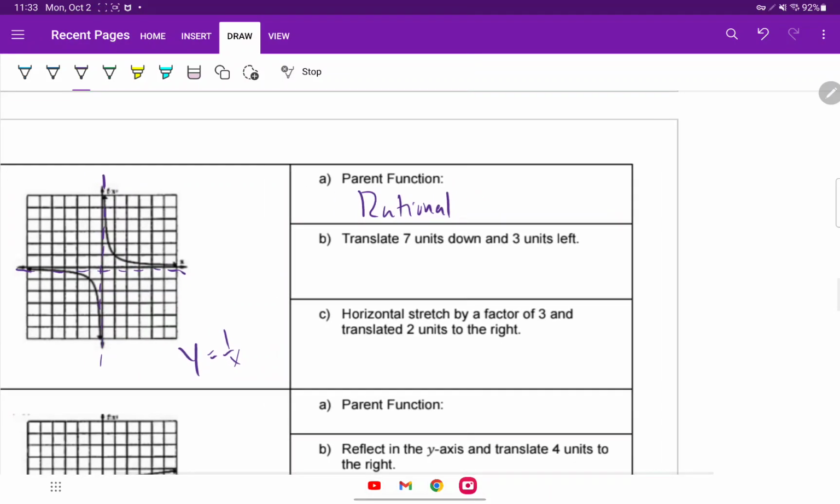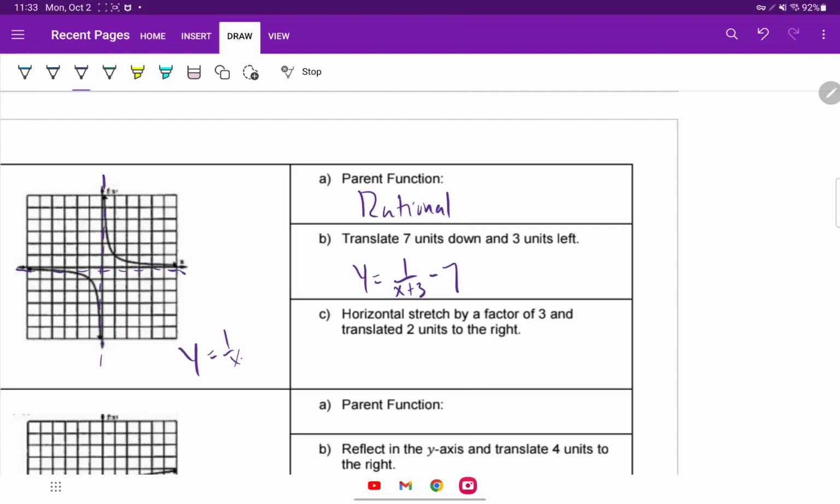So 3 units to the left is here with the x, and down 7, I'll show you that now. So y equals 1 over x plus 3. That means our graph goes to the left 3 units, and then translate 7 units down, that is minus 7.